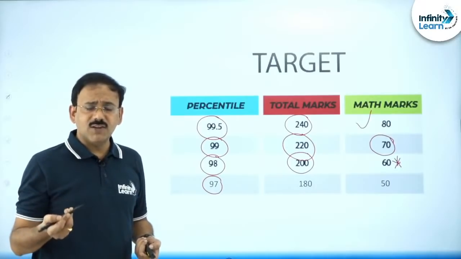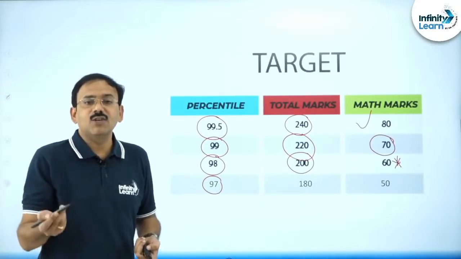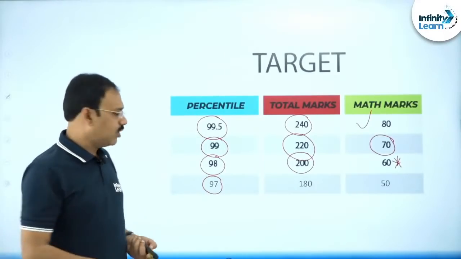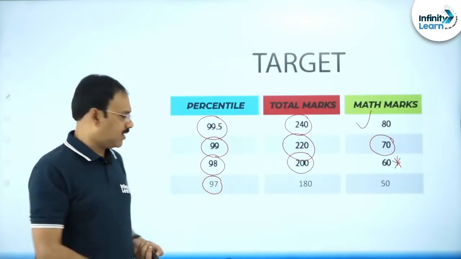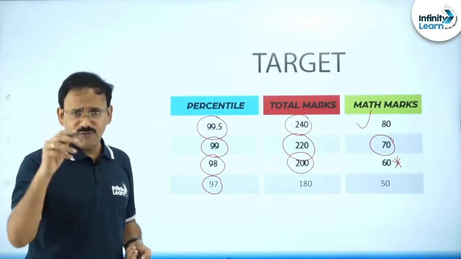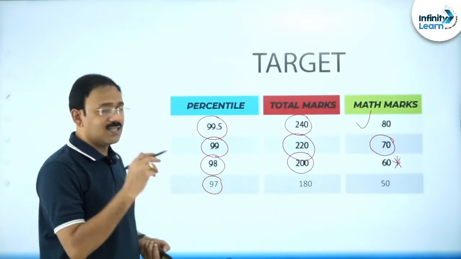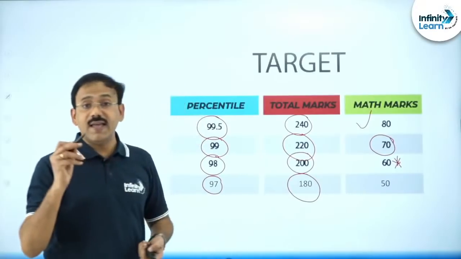There is not much difference between 90 percentile and 97 percentile, hardly 20-25 marks. So if your percentile is at 89, 78, 90, it does not matter, you can comfortably reach here if you have good planning. I will give you the planning, do not worry. So for this 97 percentile, your target mark must be 180.